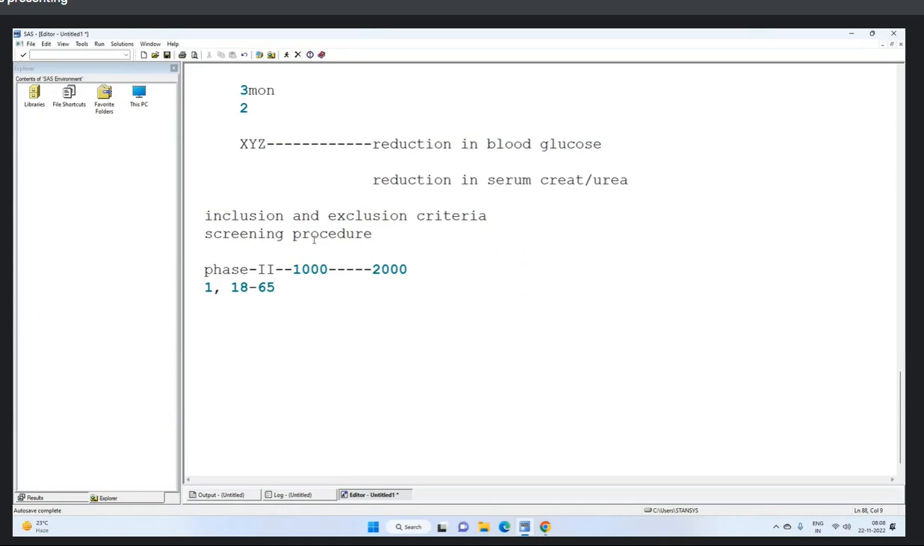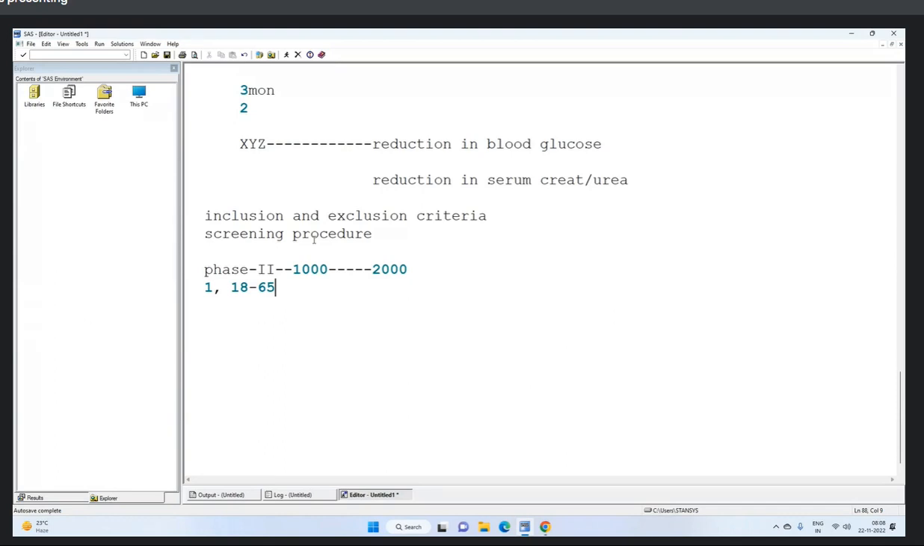I'm going to check whether the subject satisfies this condition or not. If your age is less than 18, I won't take you. And at the same time, if your age is more than 65, I will not take you. So whoever wants to be involved in my clinical trial, his age must be between 18 to 65.